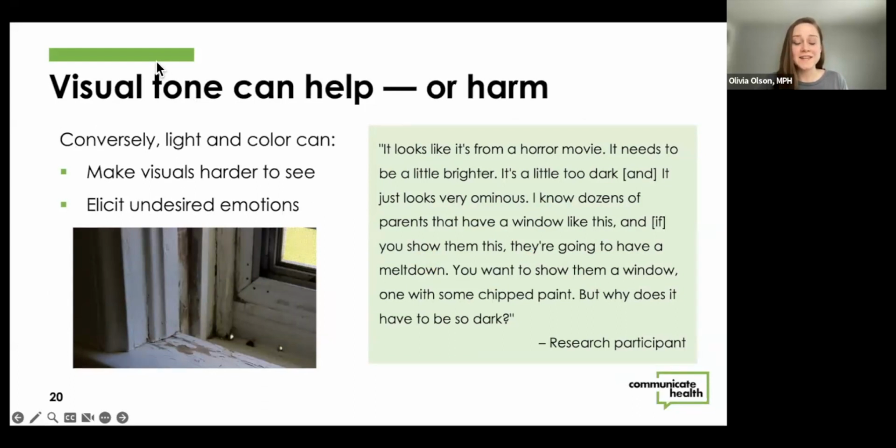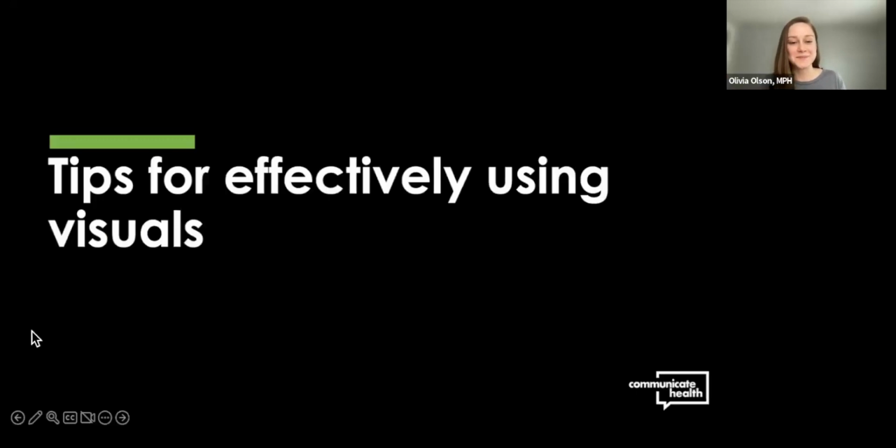So when selecting an image, it's really important to consider not only what the image shows, but also how aspects of the image itself, like lighting and shadow and color composition, can make people feel. And with that, I'm going to hand it next to Katie to share some tips for effectively using visuals.